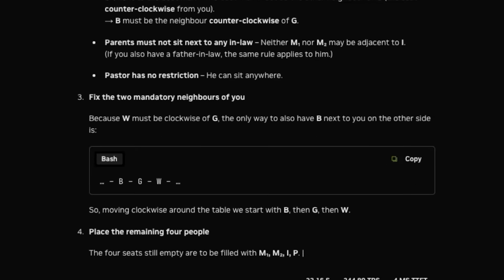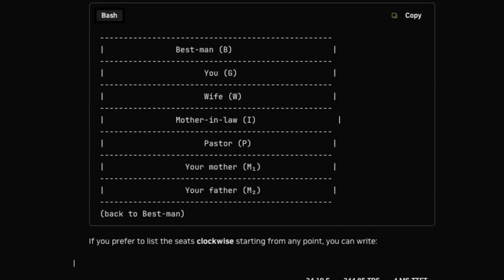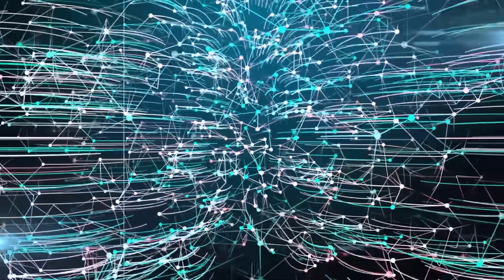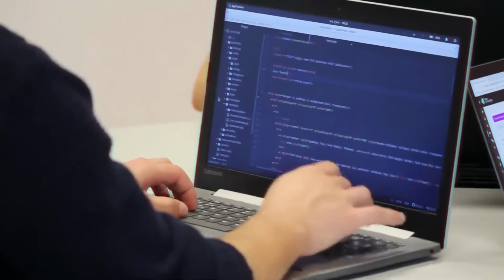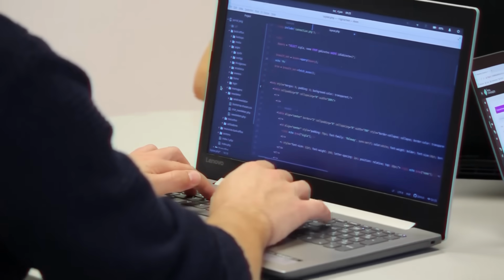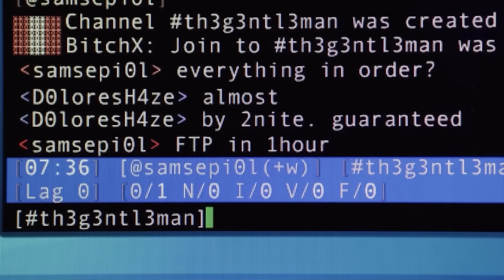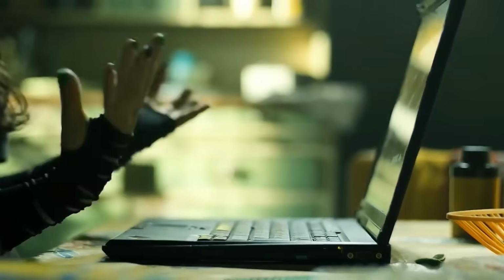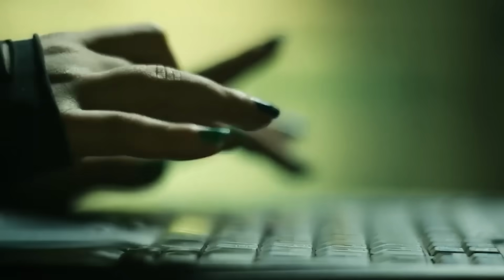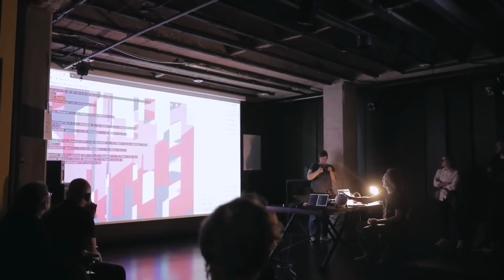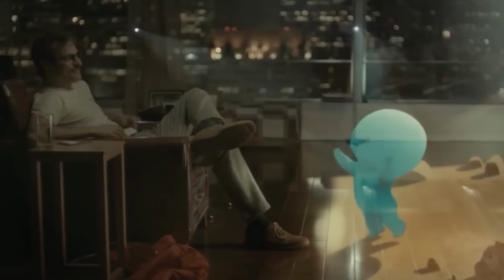Nemotron 3 Nano is not trying to win a chatbot popularity contest. It's trying to become the default backbone for serious long-running agentic AI systems. And if Nvidia delivers on Super and Ultra, the meaning of open source AI at the frontier is about to change permanently. So here's the real question. In the long run, will the future of AI be shaped by openness and transparency, or by companies that choose to keep their most powerful models closed?